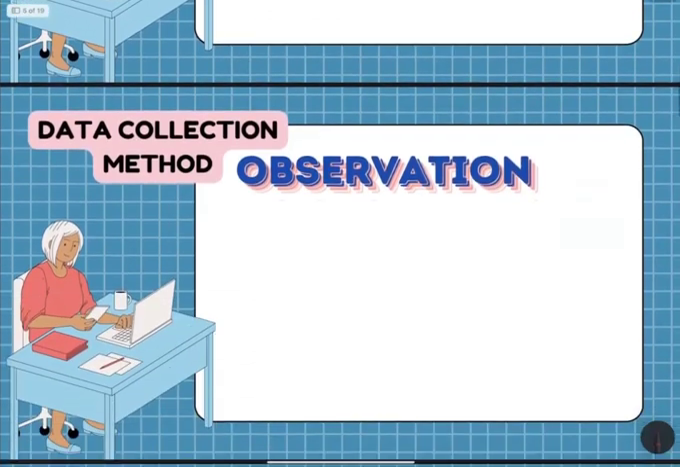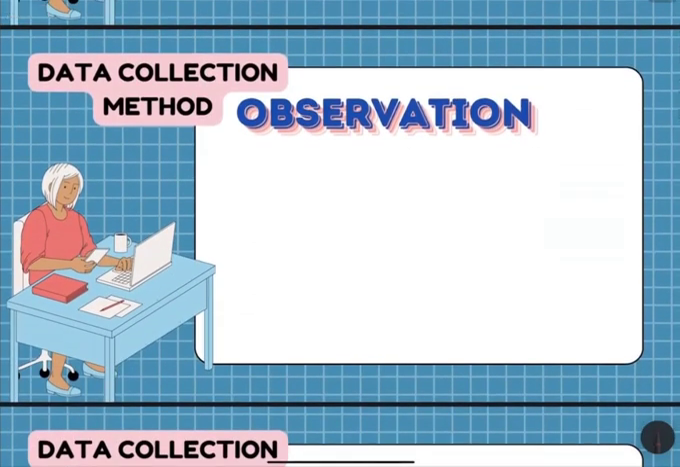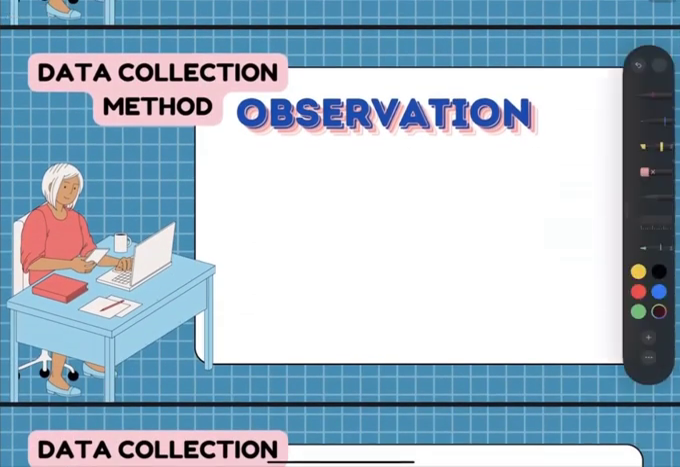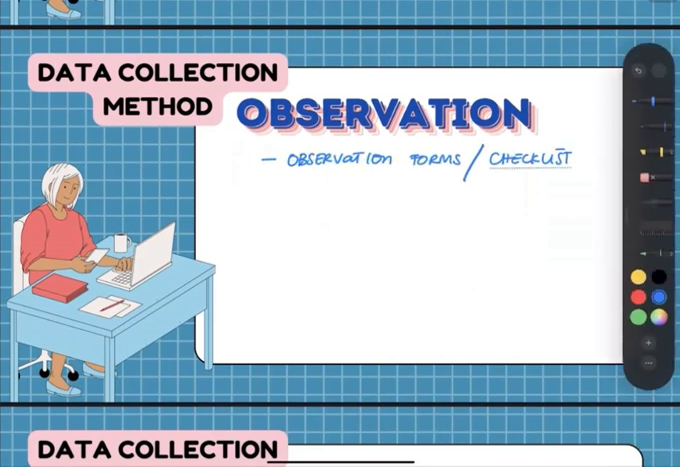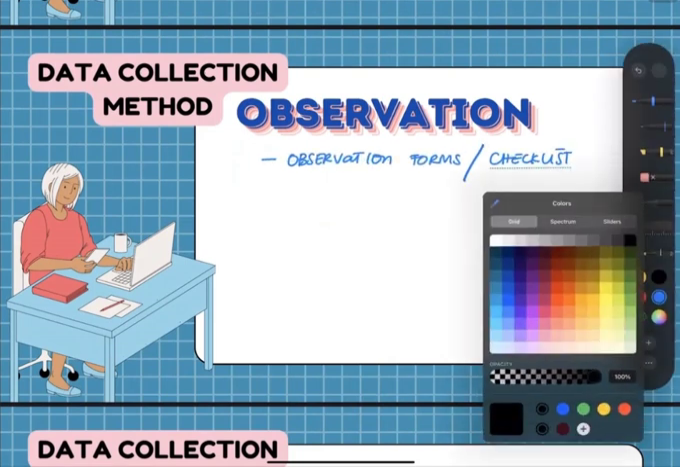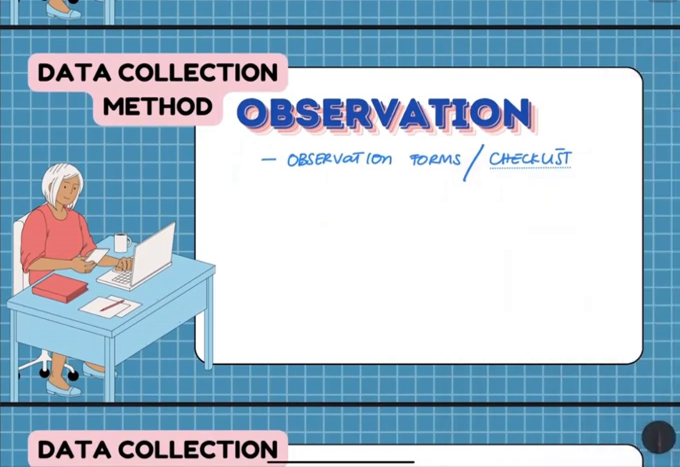All right. Now let's proceed to the second. We have our observation. For this, our instrument actually is either your observation forms, right, or your checklists. Yes. So we know for a fact that if we talk about observation, okay, we collect data by watching people, events, or situations in real time.